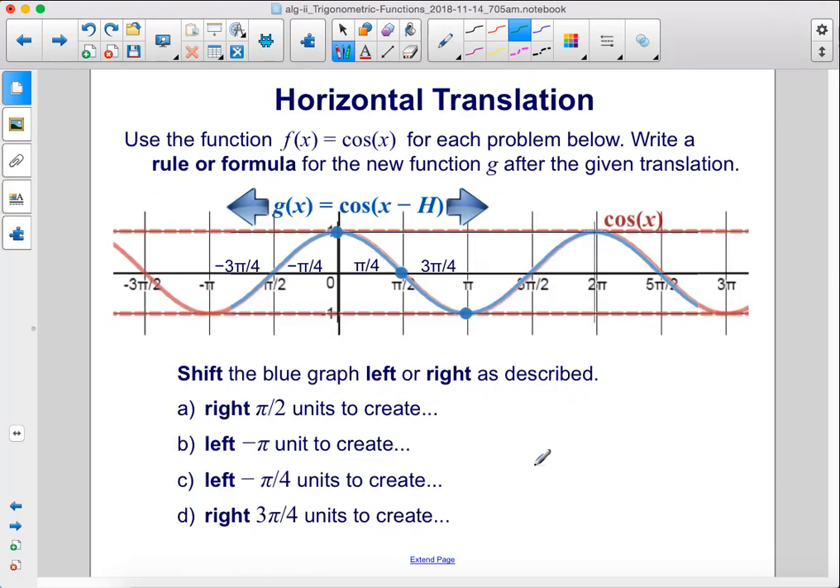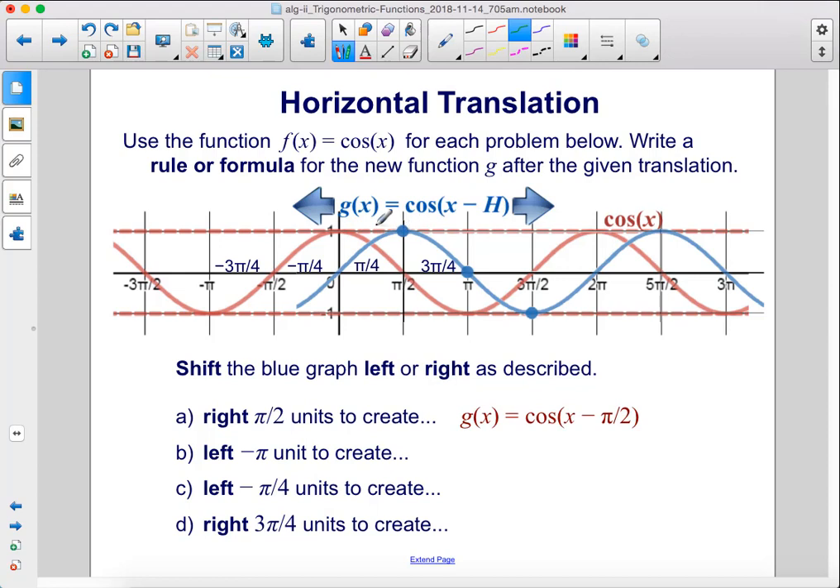Use the function f of x equals cosine x for each problem below. Write a rule or formula for the new function g after the given translation. Shift the blue graph left or right as described. All right, we want to shift the graph right pi over 2 units. So we have g of x equals cosine of x, and we want to move right pi over 2 units, so minus pi over 2. And here you can see we've now shifted the graph over by pi over 2 units.